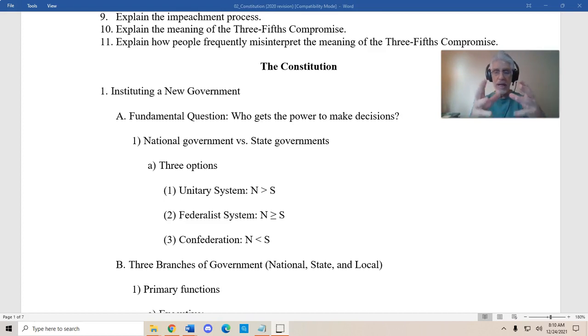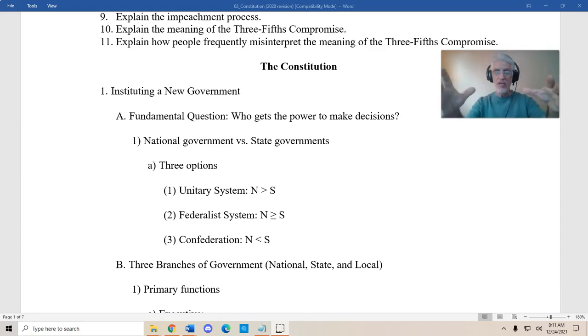What I'm trying to indicate here is that in a unitary system, the national government would possess almost all of the power. That the representatives in the national government would be the ones who had the power to make decisions, and the states in a unitary system would basically have to follow what the national government did. And by the way, you're going to hear me say national government or federal government. Those basically mean the same thing.